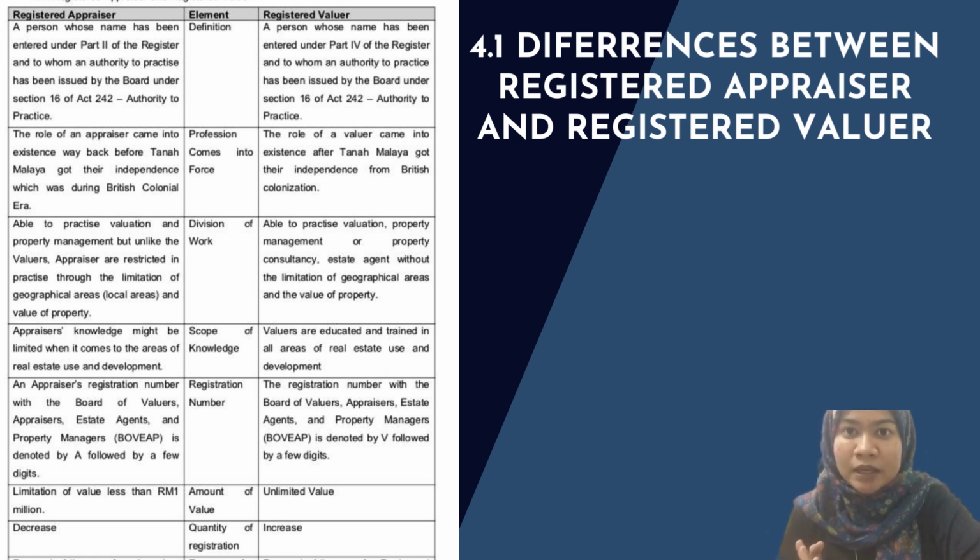Secondly, a registered appraiser is able to practice valuation and property management, but has a restriction on geographical area and value of property. A registered valuer does not have any restriction. The amount of property a registered appraiser can value is less than 1 million, while a registered valuer can value any property for any value.